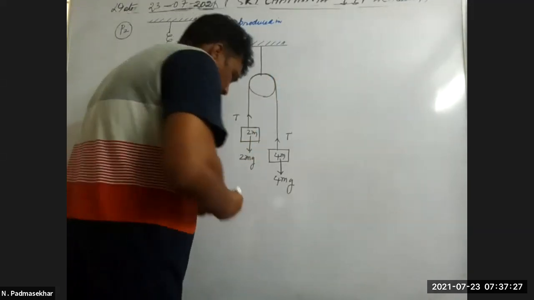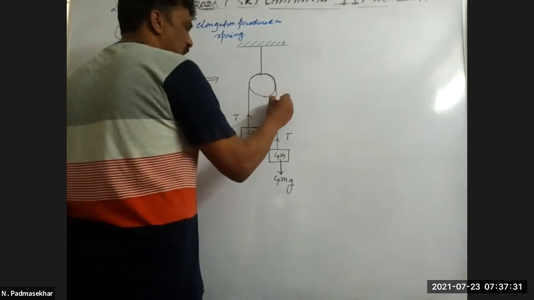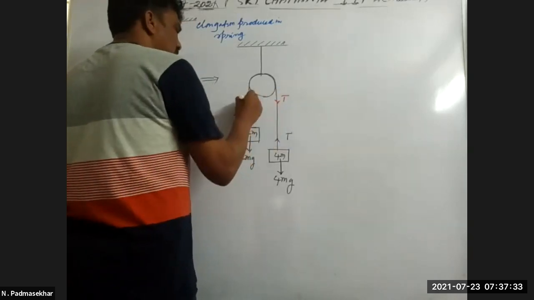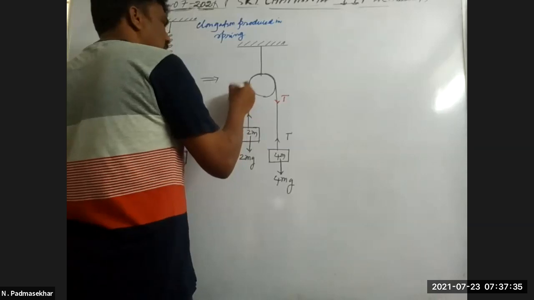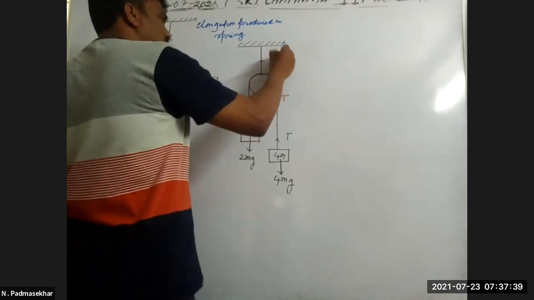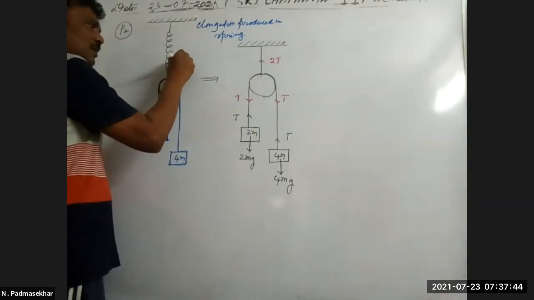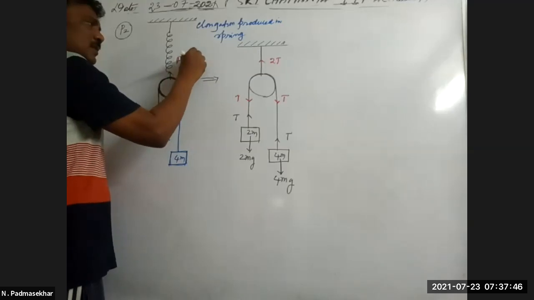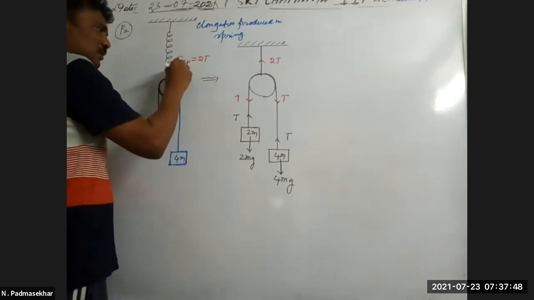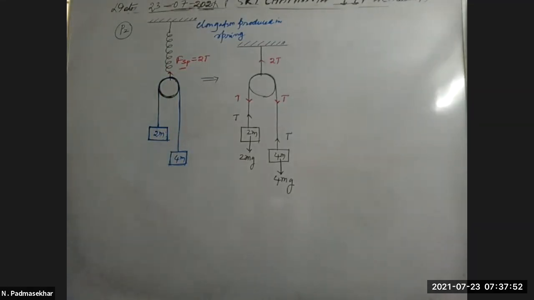On the pulley, tension is acting like this and this, so the force acting on the pulley is 2T. Force acting on the pulley is nothing but F_sp equal to 2T. Right? Spring force is 2T.